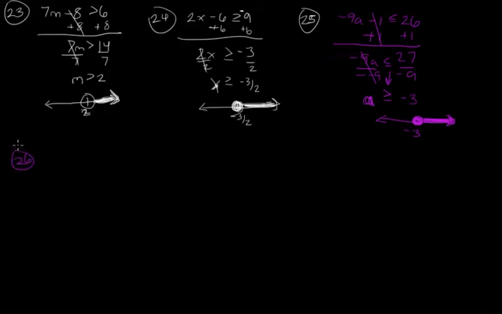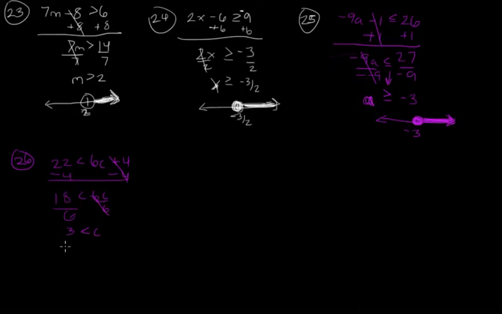26. All right, 26. 22 is less than 6c plus 4. Subtract 4 on both sides. Very cool. Okay, 18 is less than 6c. Divide both sides by 6. Wow. Okay, c is greater than 3.